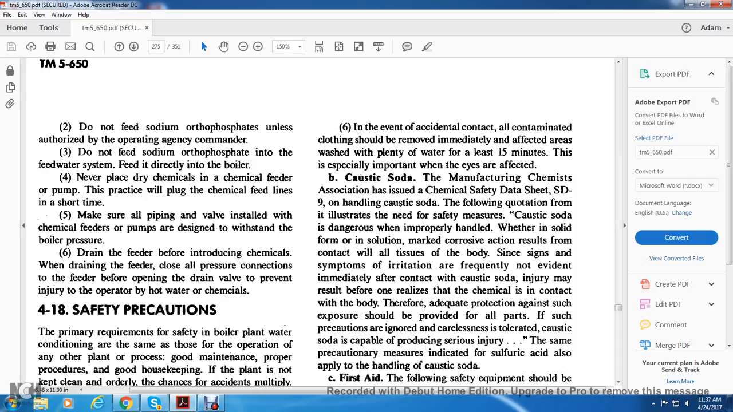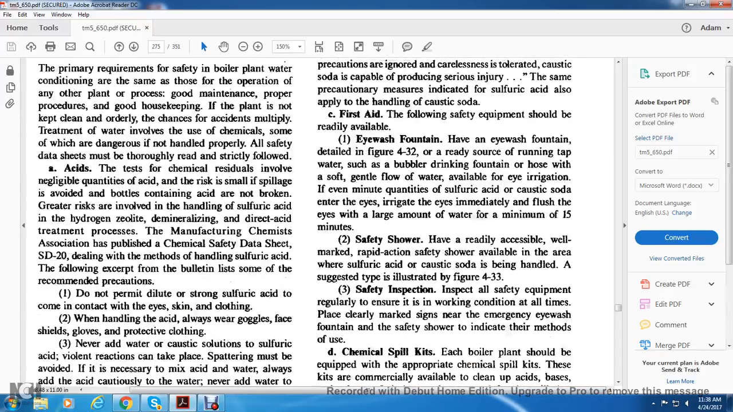Since the signs or symptoms of irritation are frequently not evident immediately after contact with caustic soda, injury may result even when only a small amount of the chemical is in contact with the body. Therefore, adequate protection against this exposure should be provided for all parts. If this precaution is ignored or carelessness is tolerated, caustic soda is capable of causing serious injury. The same precautionary measures indicated for sulfuric acid also apply to the handling of caustic soda.